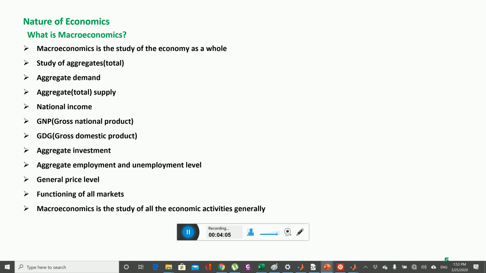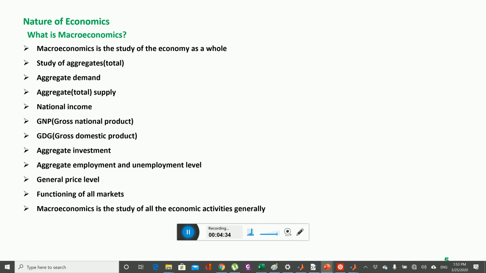Similarly, another example of the macroeconomic study, GNP, gross national product. Again, this is the total output of Afghanistan, the total income of Afghanistan, living within the country or outside the country, their earnings. That is called GNP, gross national product of the state, and this is again a macroeconomic activity. Aggregate investment means the total investment magnitude at any particular time of the Afghanistan economy, that is called macroeconomic study.